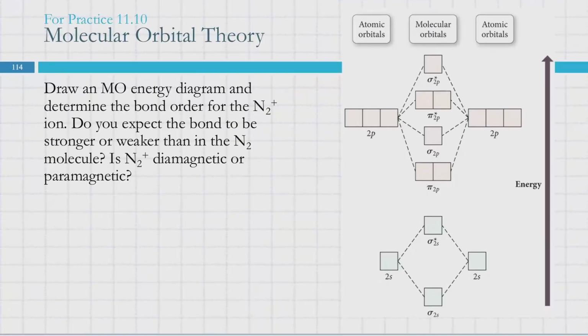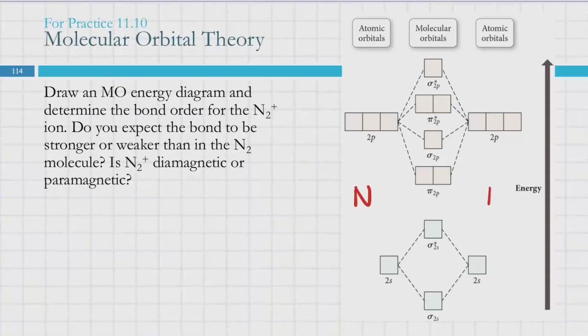for these. So we're working with N2 plus, and we're doing an MO diagram, molecular orbital diagram. On the left, let's put our nitrogen, and on the right, we'll put our N plus. Our nitrogen is going to have 5 valence electrons. It's going to have 2 in the 2s, and the 3 remaining ones go into 2p.